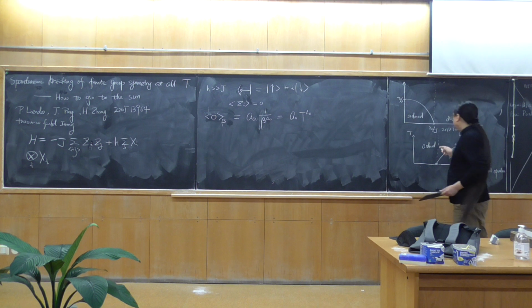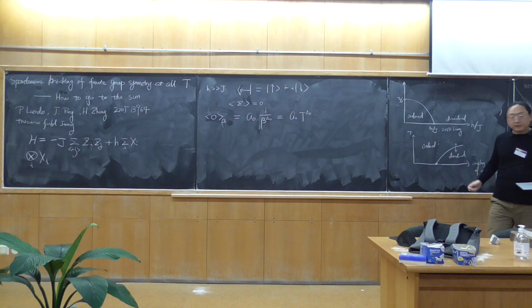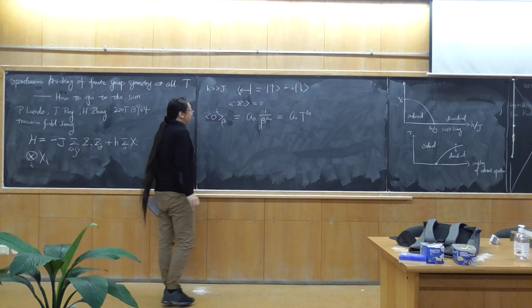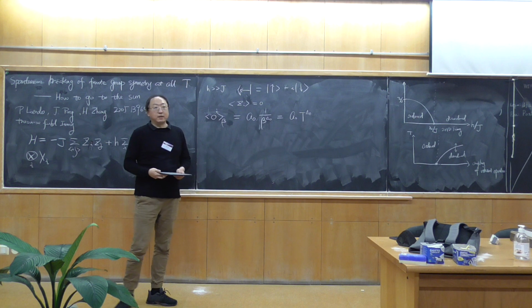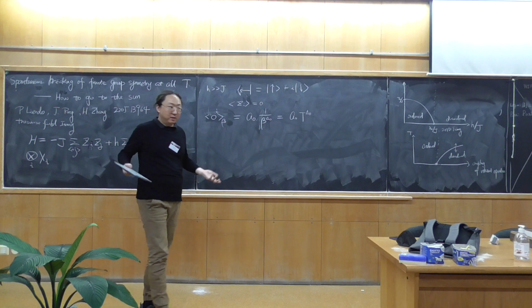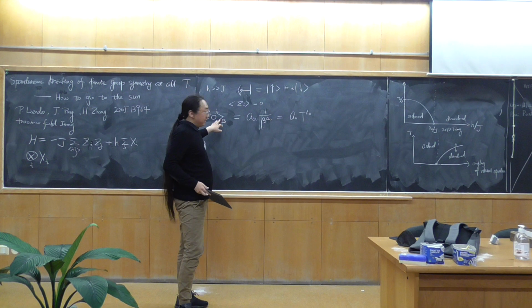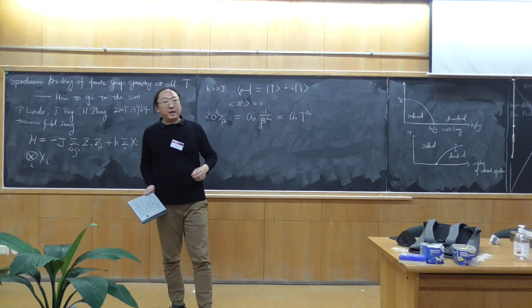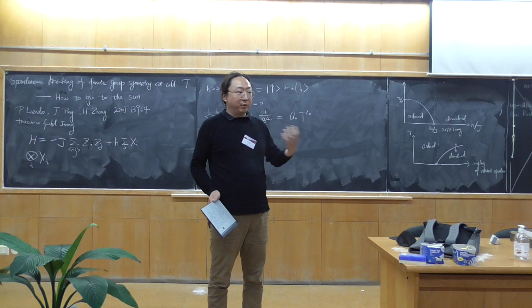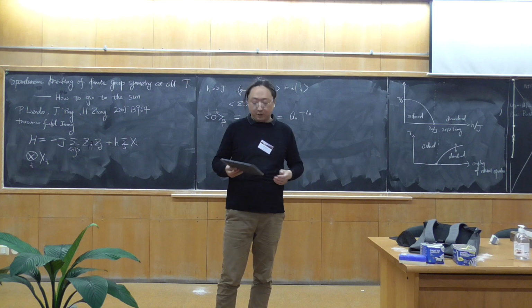So by saying this, I basically mean that my operator carries some indices. And these indices would belong to a representation of some group. So by making this operator have an expectation value, some symmetry of the system would be broken.